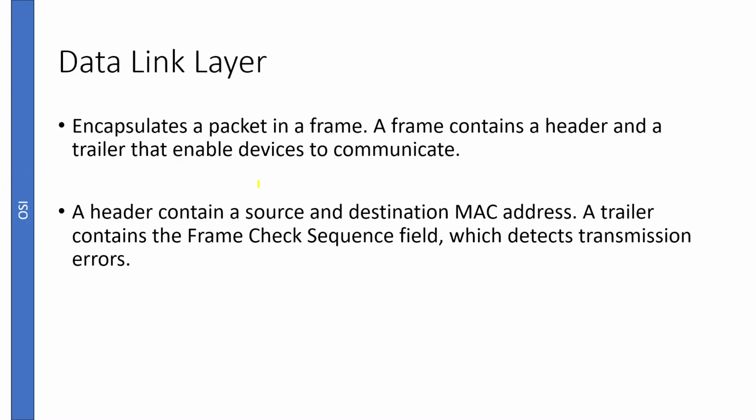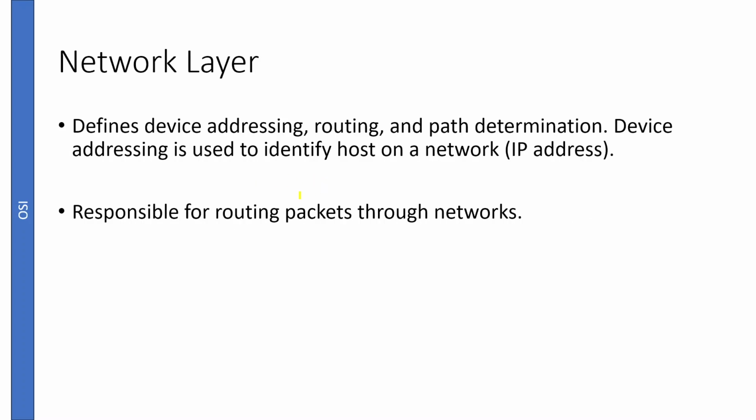So basically the data link layer will handle error detection and correction, also flow control and framing, right? And it is also responsible for reliable data transfer between nodes in our network, nodes in our end devices.